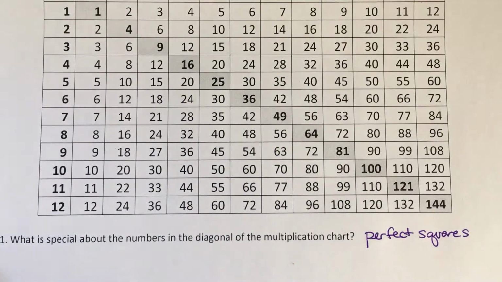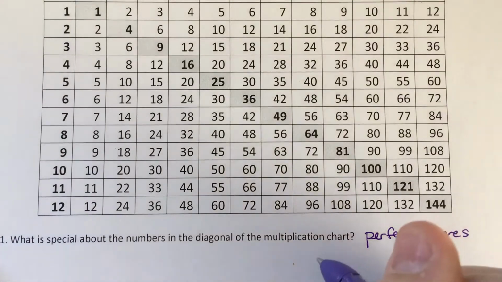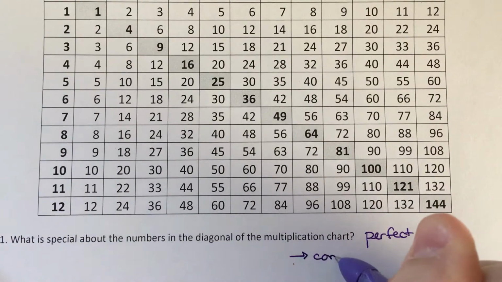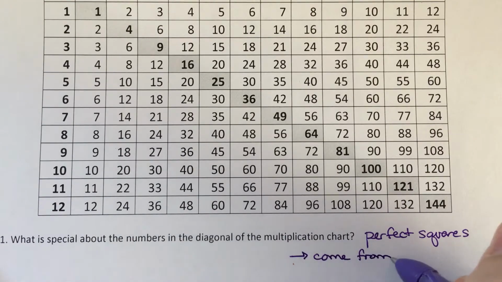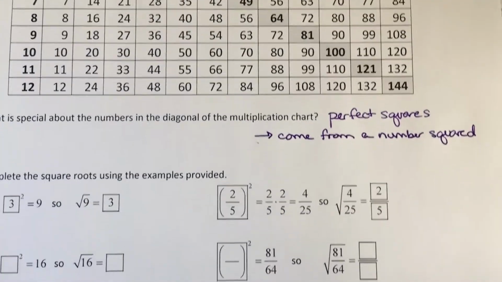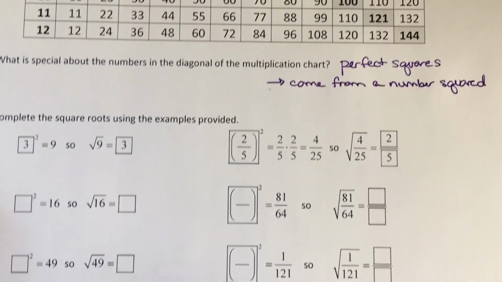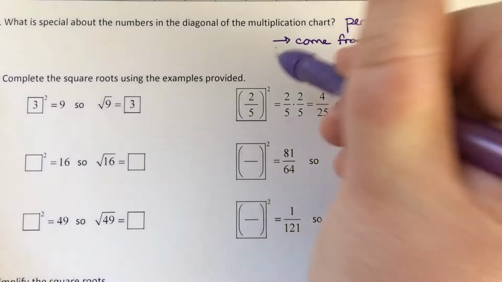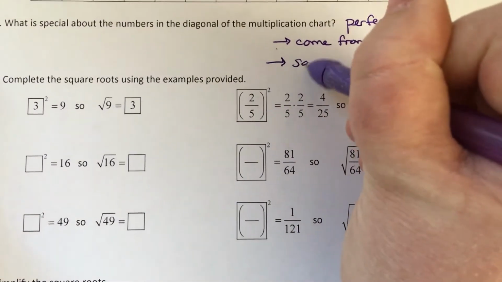So perfect squares are numbers that come from multiplying a number by itself, or squaring a number. So that's all we mean by perfect squares. All right, well, these are also the numbers that we can take square roots of. So these are square roots that simplify.